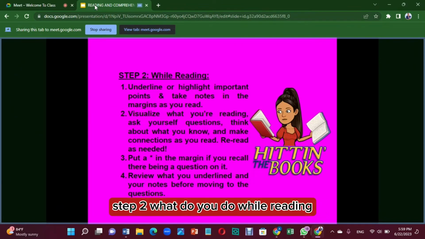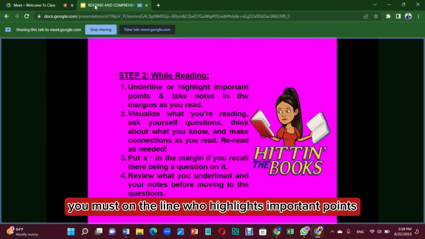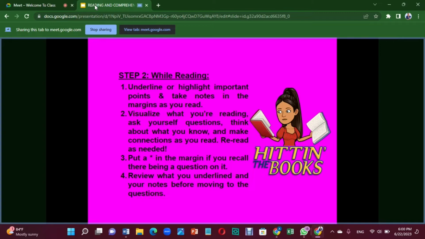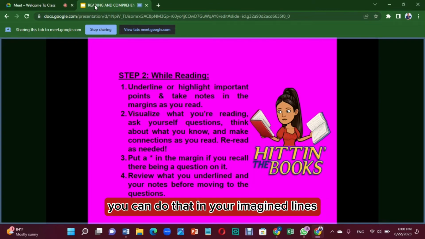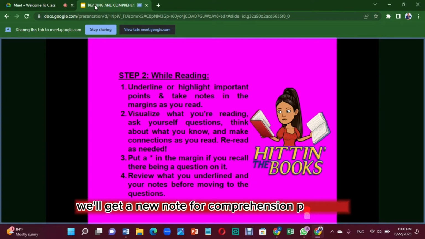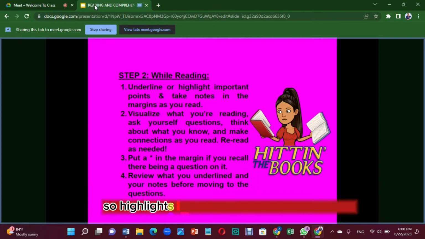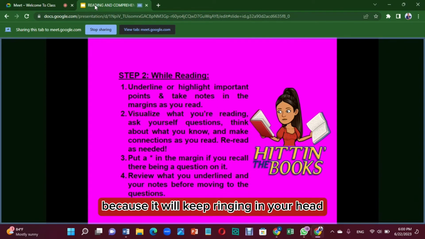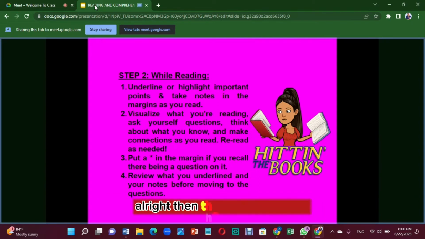Step 2. What do you do while reading? The first thing you should understand is you must underline or highlight important points and take notes as you read. You can do that in your margin lines or get a new notebook for comprehension passages. So, highlight important points, underline them, because it will keep ringing in your head, all right?